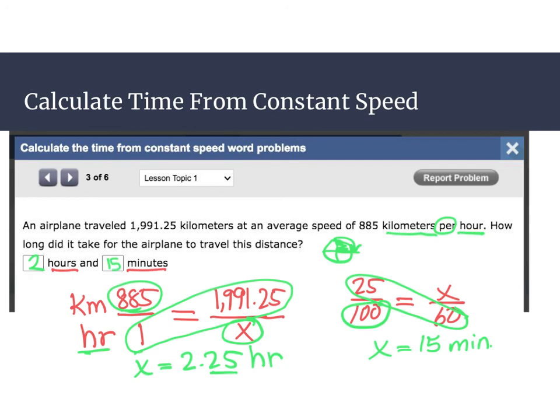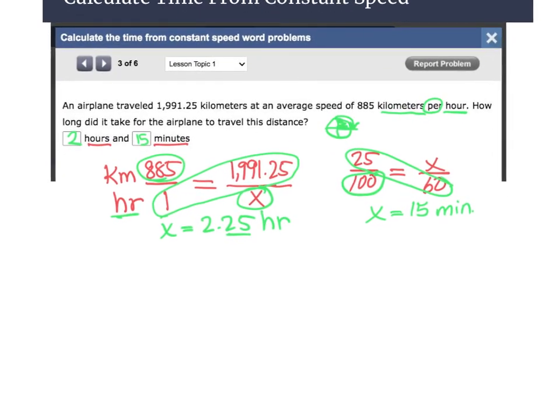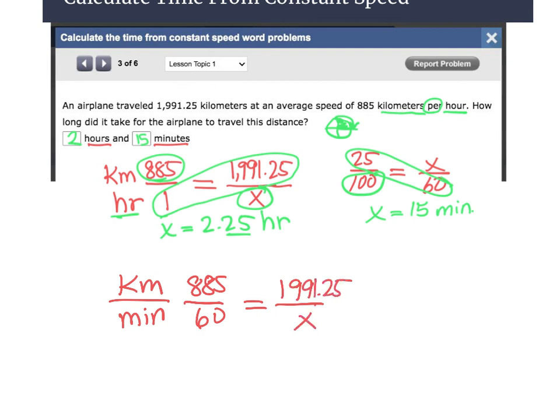You could also do it the other way, where you set it up with kilometers over minutes, and you would have a line equals line. That 885 would stay the same, but instead of 1 hour, it would be 60 minutes, and it would be 1,991.25 over x. When you cross multiply and divide, remember you're going to get minutes as your answer and not hours. And you're going to have to figure out how many hours are in that total number of minutes.